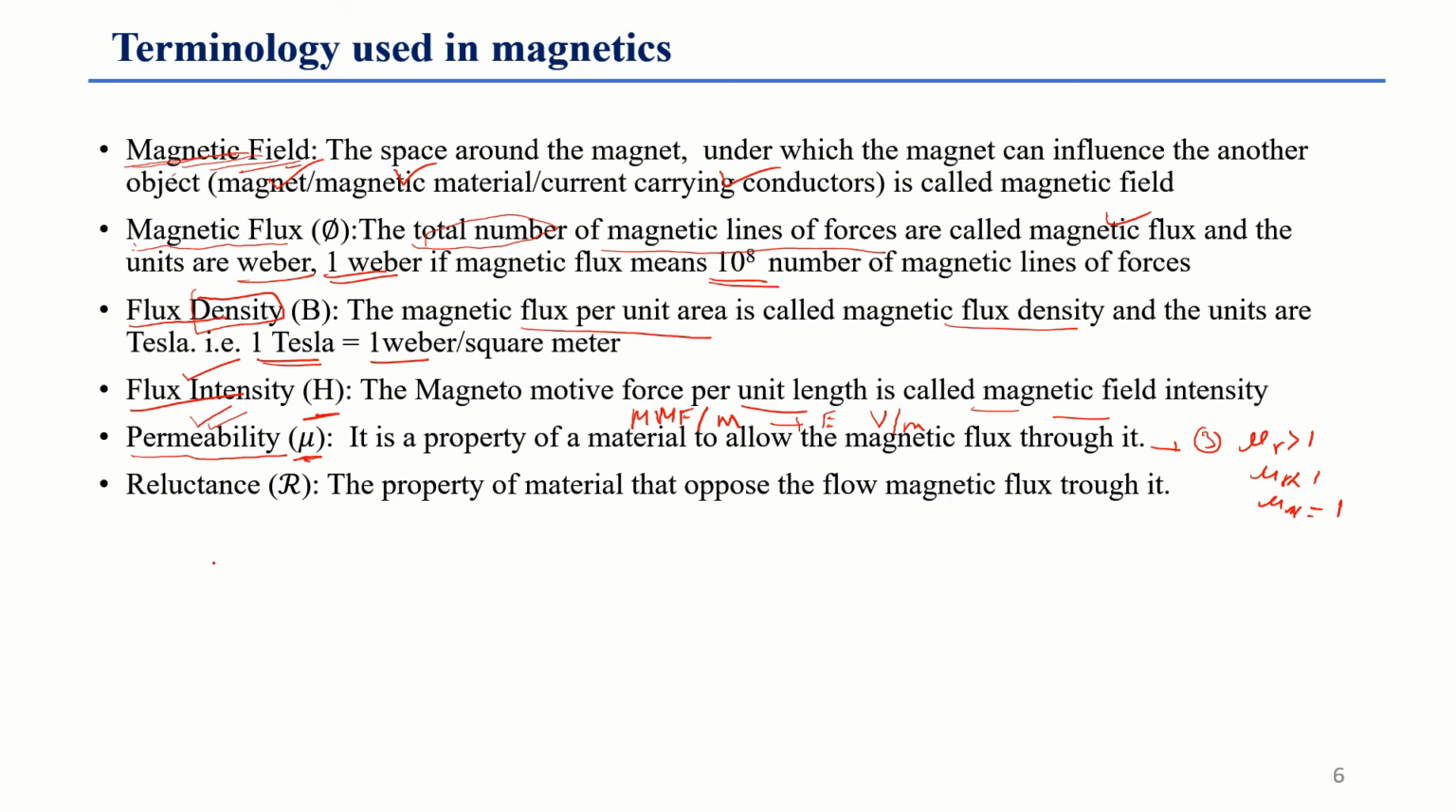Another thing is reluctance. By the name itself, you can build some intuition, as it is spelled like resistance, right? It is literally a resistance to the magnetic flux. It is a property of a material that opposes the magnetic flux. Resistance opposes the current flow, the flow of electrons, whereas reluctance is opposition to the magnetic flux. So these are the main terminology of the magnetic fields.